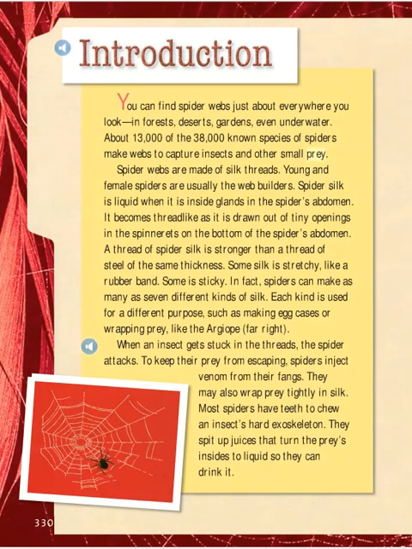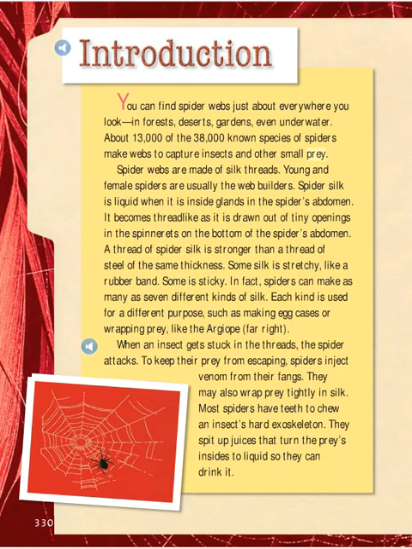Introduction. You can find spider webs just about everywhere you look. In forests, deserts, gardens, even underwater. About 13,000 of the 38,000 known species of spiders make webs to capture insects and other small prey. Spiders' webs are made of silk threads. Young and female spiders are usually the web builders. Spider silk is liquid when it is inside glands in the spider's abdomen.